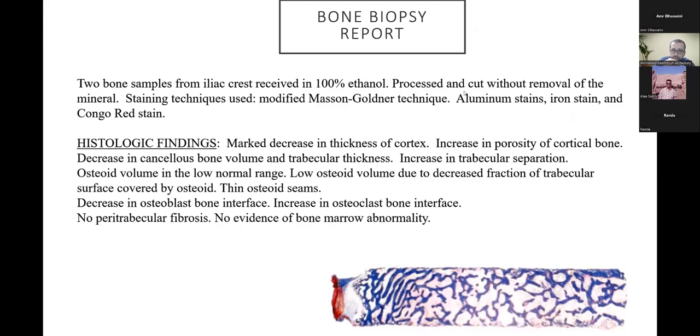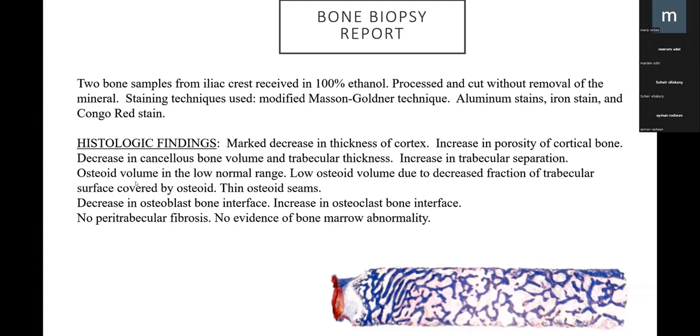Two bone samples from the iliac crest were processed and cut without removal of the mineral. They used the Masson-Goldner technique, aluminum stain, iron stain, and the Congo red stain just for exclusion of aluminum, iron, and amyloidosis. And we found that the patient had a marked decrease in cortical thickness and increase in cortical porosity. So here is a cortical bone. This patient has decreased cortical volume. She also has a decrease in cancellous bone volume, which is trabecular bone. So she has a decreased bone volume at the trabecular side, and she has an increase in trabecular separation.